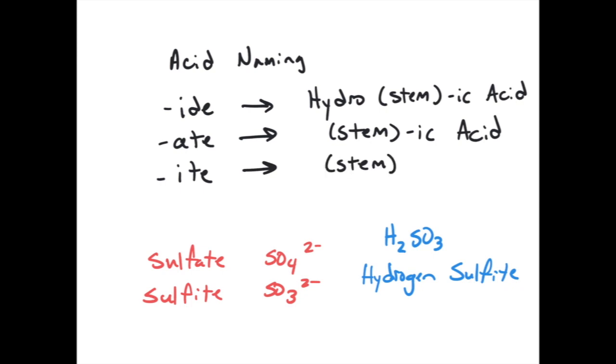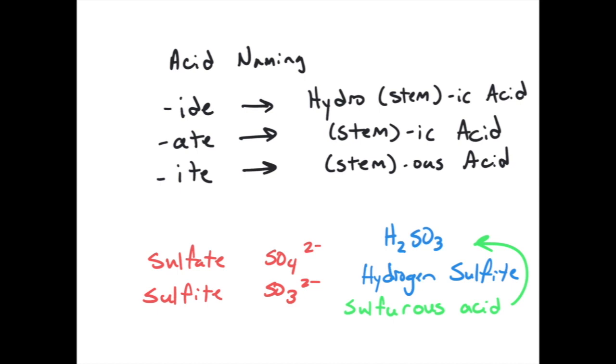We use the stem again, just like we did before. So this is sulfur, but we end with an OUS. So it's sulfurous acid. This applies to any ITE ending. So hydrogen chlorite turns to chlorous acid, and hydrogen phosphite turns to phosphorous acid. So we now have a 3rd different type of acid naming. If the anion ends in ITE, the acid has an OUS ending.